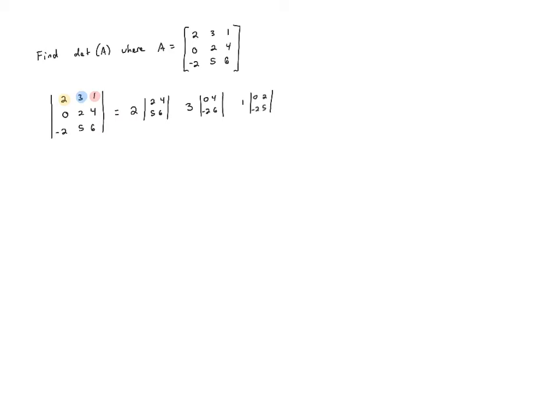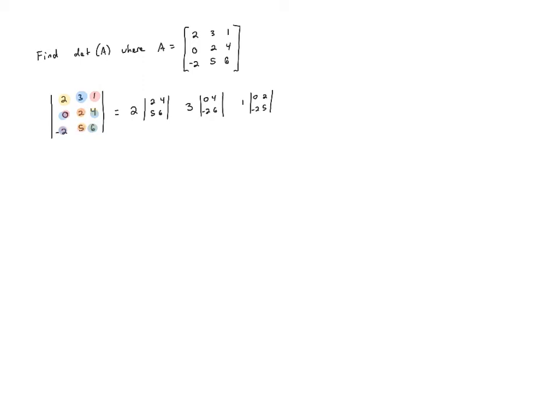And so each one of these is getting multiplied by the determinant of the matrix we would get if we deleted the row and column. So with 2, if we delete the row and column, we're left with these 4 numbers. With 3, if we deleted that row and column, we would be left with these 4. And with 1, if we deleted that row and that column, we would be left with these 4.